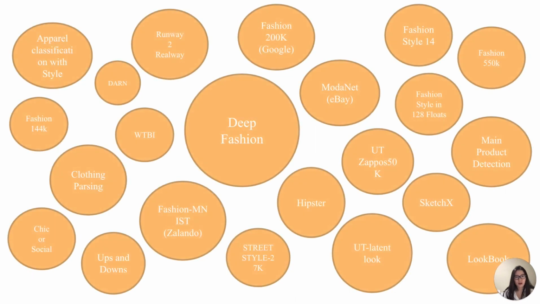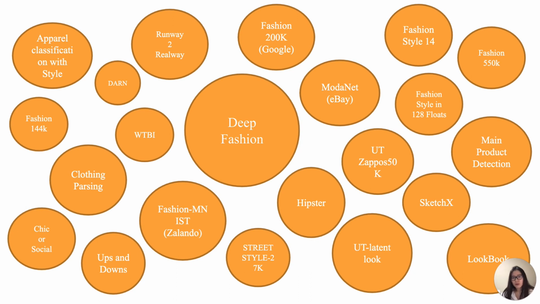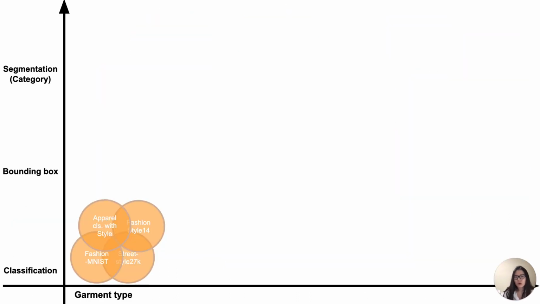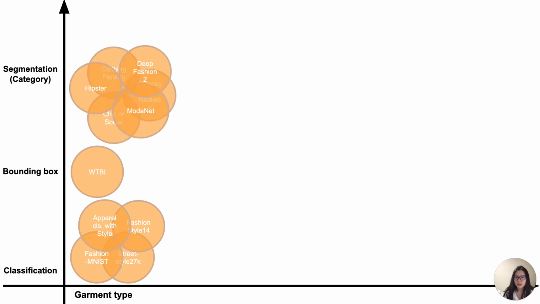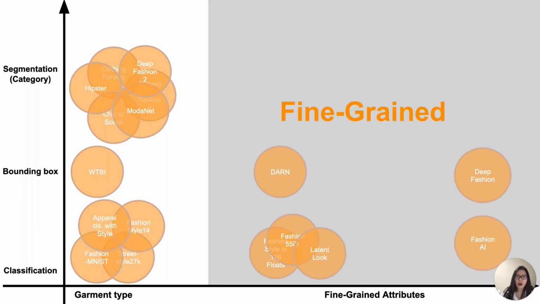Visual analysis of clothing is a topic that has received increasing attention in recent years. Some of the existing datasets focus on categorizing types of the garment, while others focus on detection, for example, bounding box or segmentation of apparel categories. There are other datasets that also include fine-grained attributes. Fashionpedia, our new dataset, also belongs to this section.